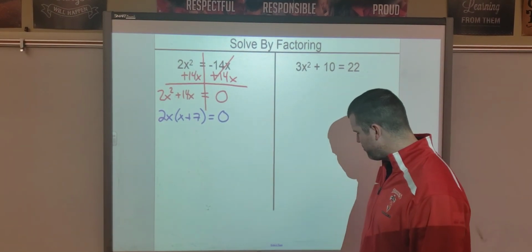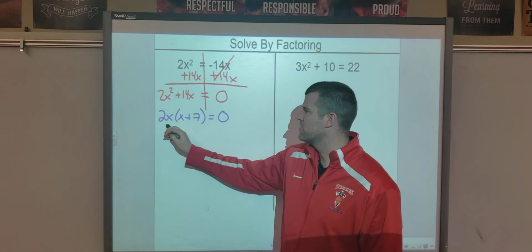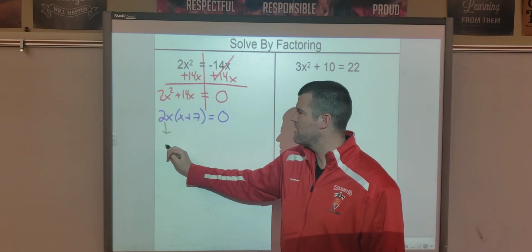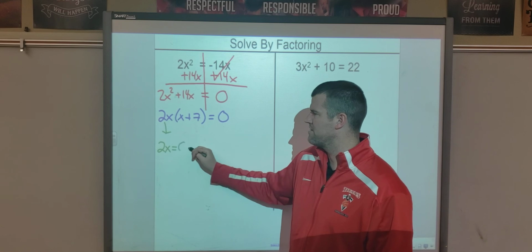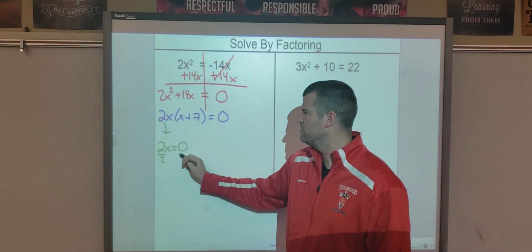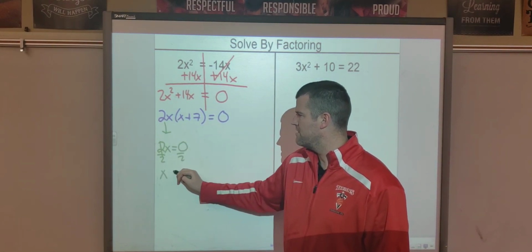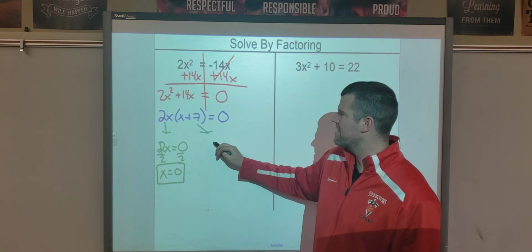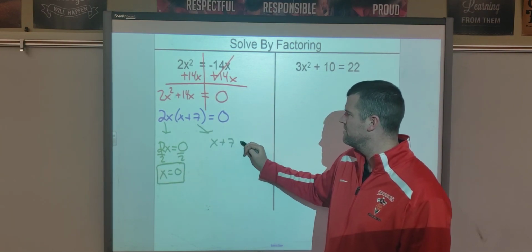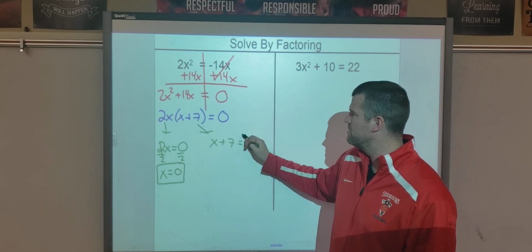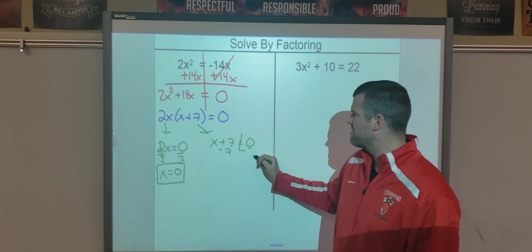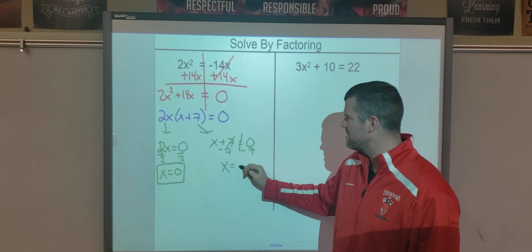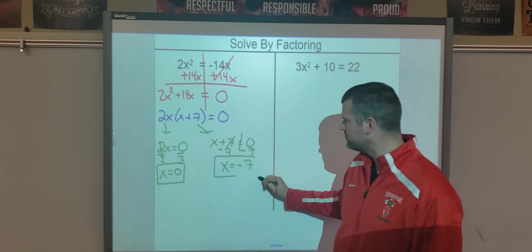And then step 3, we're going to set each factor equal to 0. So now I've got 2x equals 0. Divide by 2, x equals 0. And then I'm going to set my second factor, x plus 7, equal to 0. Subtract 7 on both sides, x equals negative 7.